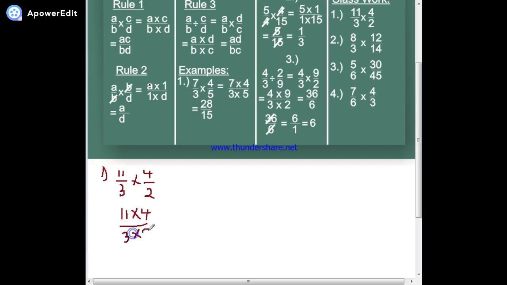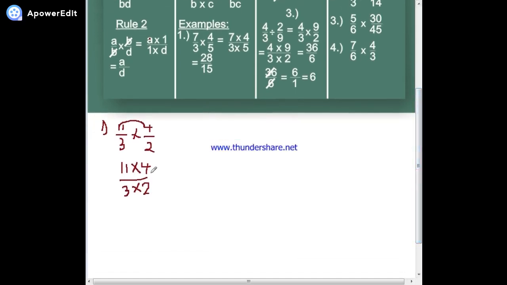That is, we multiply this 11 by this 4, that is 11 times 4, and this 3 by this 2, that is 3 times 2. Do you understand? So that is that. Now 11 times 4 will give us 44, and then 3 times 2 will give us 6.